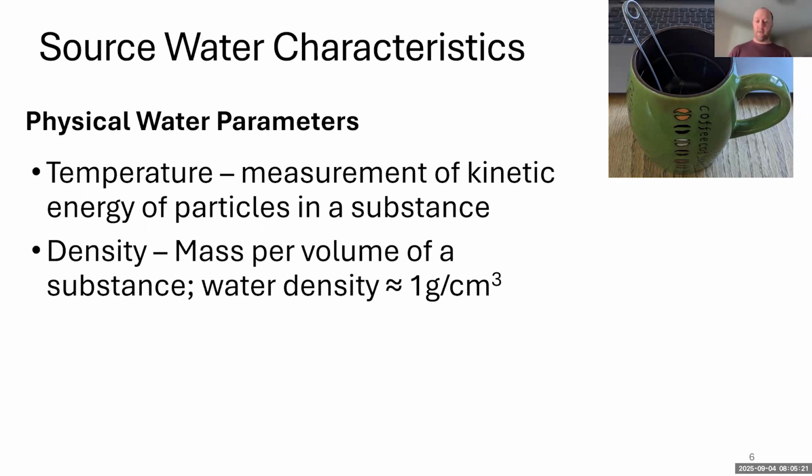Density is the next physical water parameter we'll talk about. The definition of density is the mass of a substance per volume. One thing I think is interesting about density and water is that the definition of a gram is based on the density of water. If you have 1 cubic centimeter of water, it weighs 1 gram. That is the density of water.